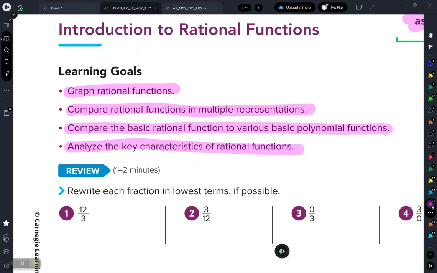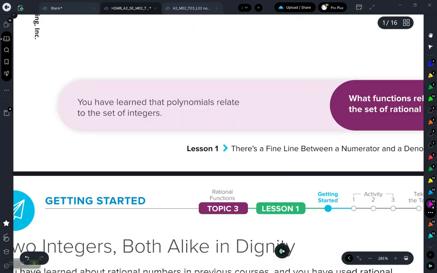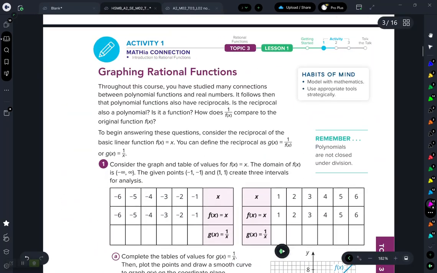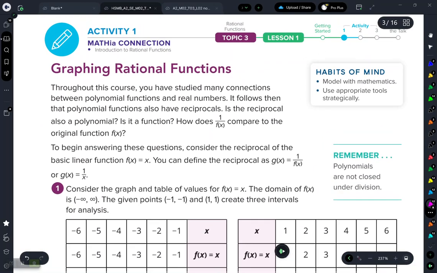So I'm going to skip the review and the getting started, which I believe you can manage on your own. We're going to jump to activity 1 for this video, and we're going to be looking at a very simple rational function. We'll define what a rational function is soon.